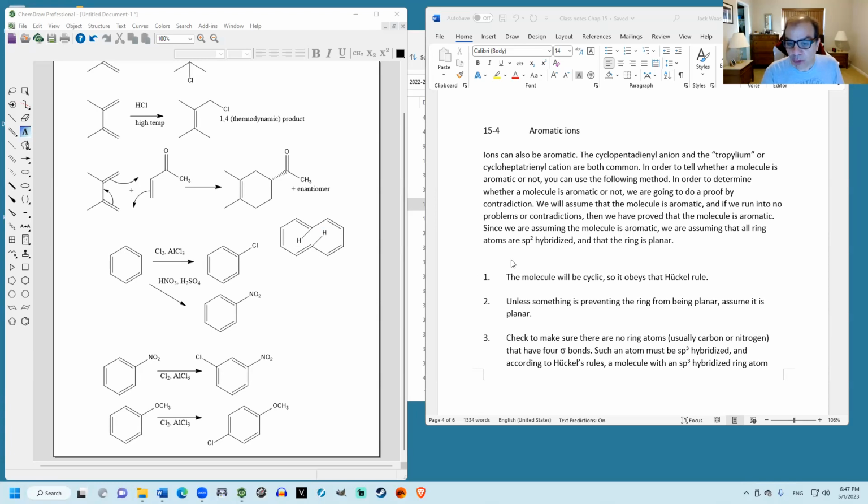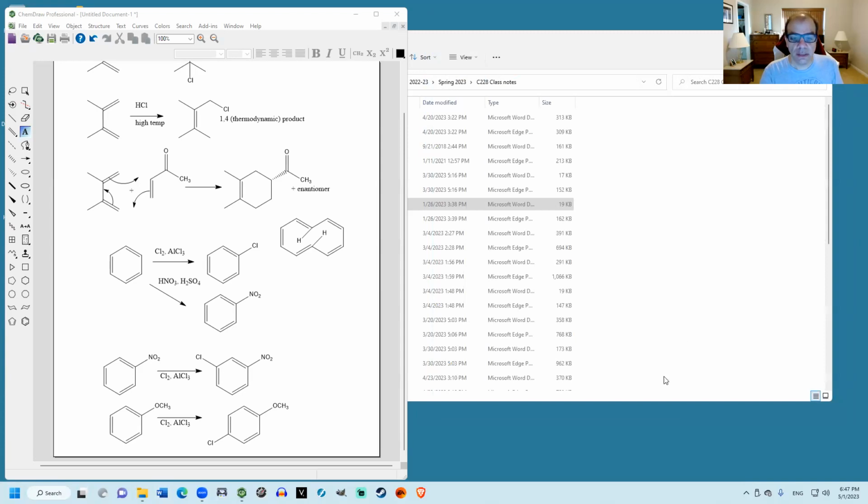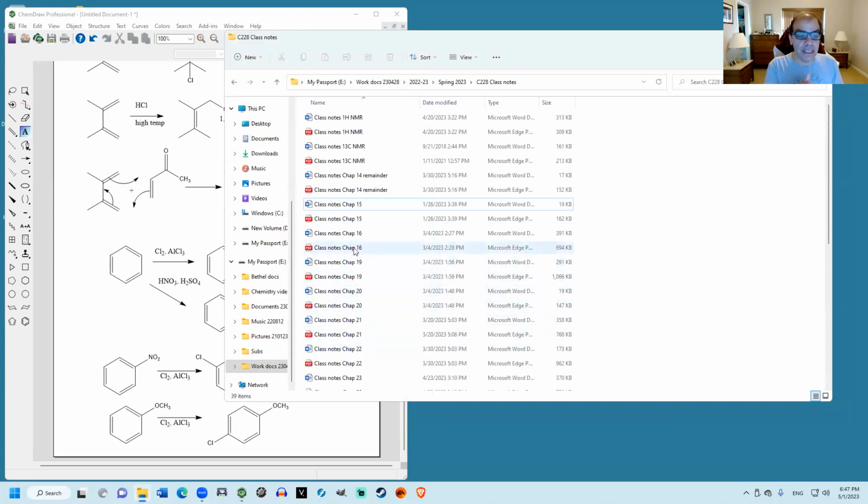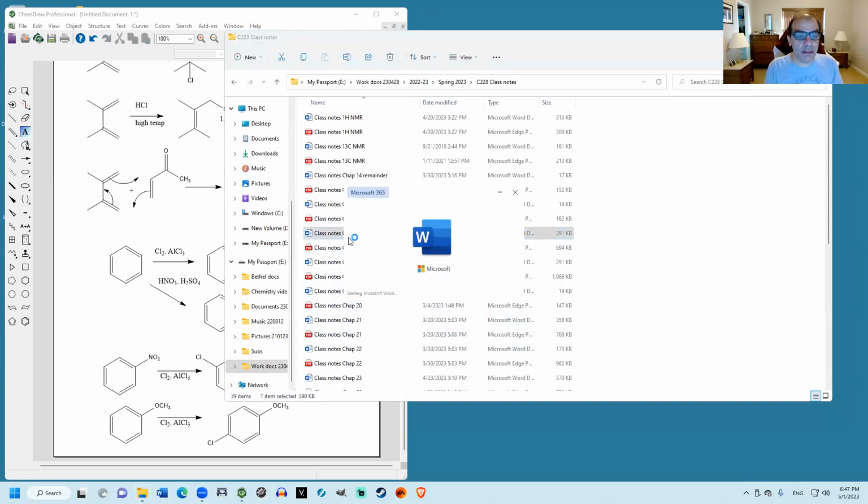And we used this method to go over aromatic heterocycles, aromatic ions. And we used it to tell pretty much whether a molecule is aromatic or not. And then in chapter 16, we started going over that as well.